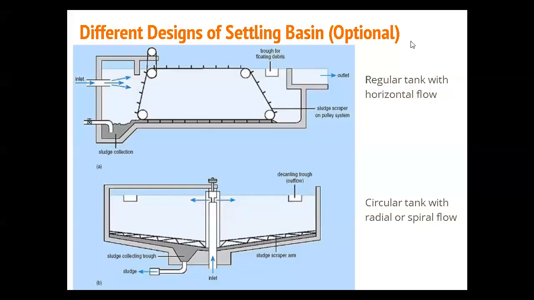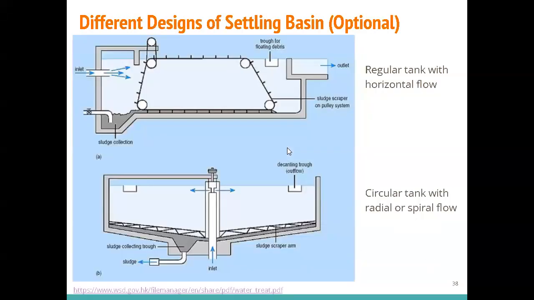Okay, let's continue. So how do we scrape off the sludge? It's mechanically scraping off. There are some pulley systems, some wheels here, and then there are circulating belts. They are supposed to scrape off the sludge sitting on the bottom of the tank. There's sludge collection, so the sludge is moved to one side, and then we can collect it.